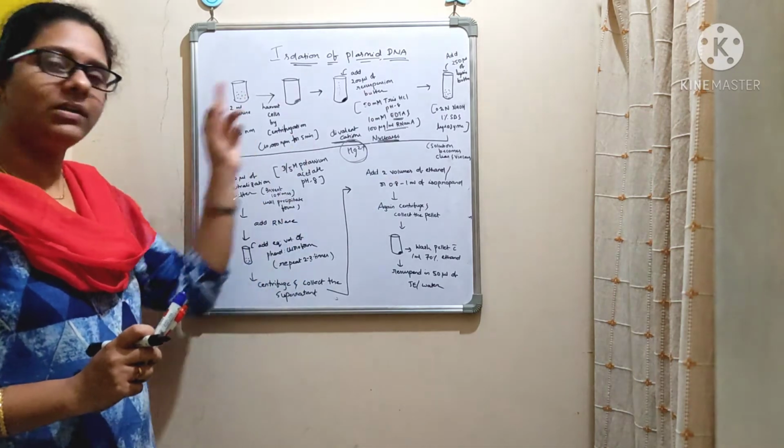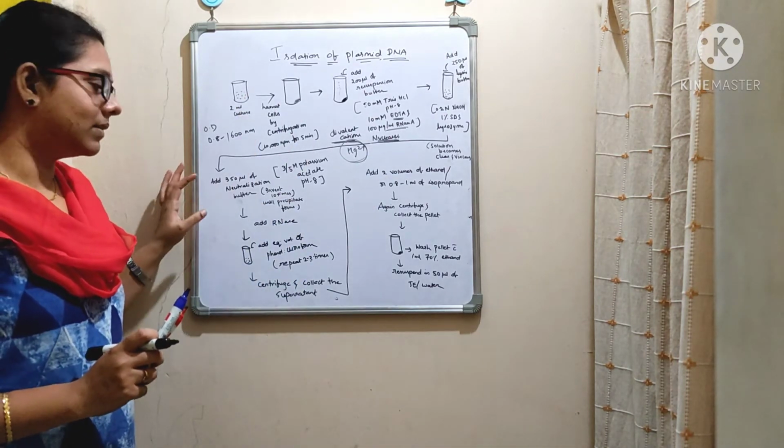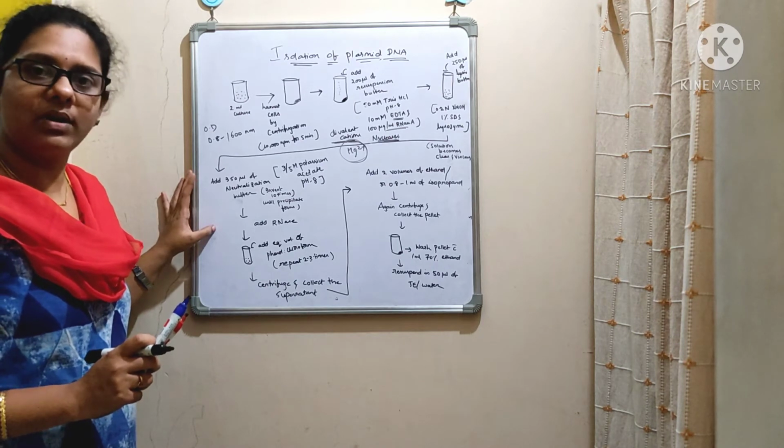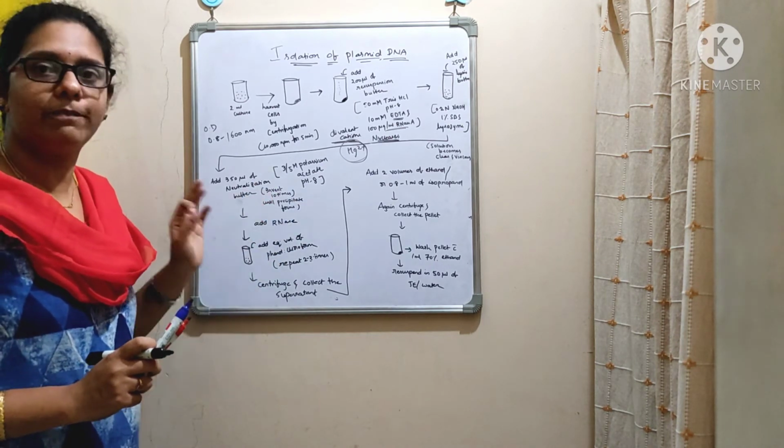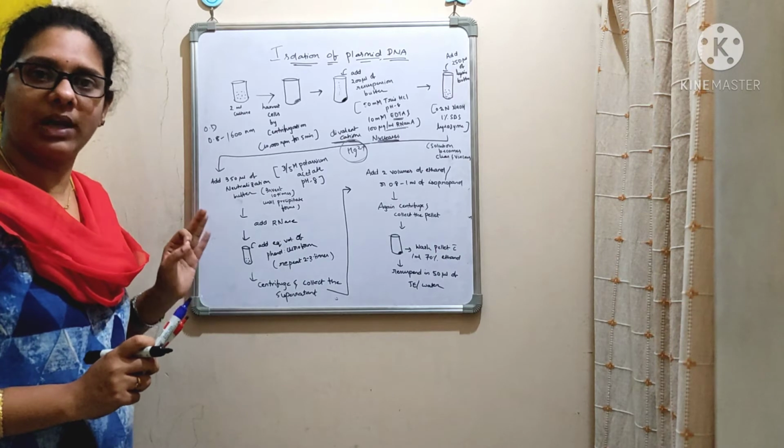Okay, after that, what are you going to add? The next step, you are going to add neutralization buffer, which is a combination of potassium acetate with a pH of 8.